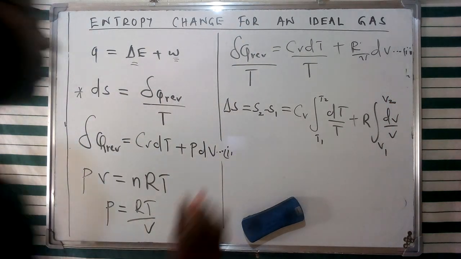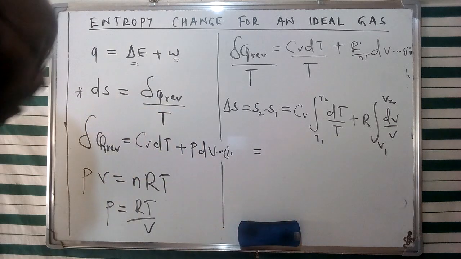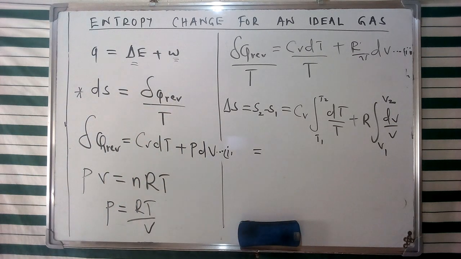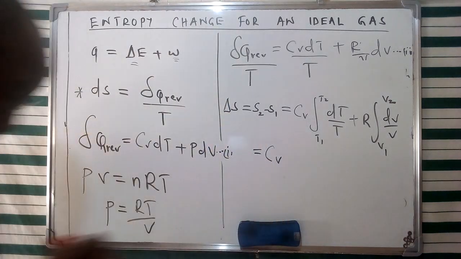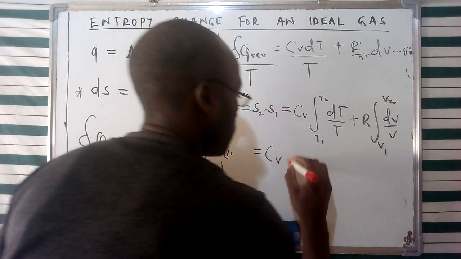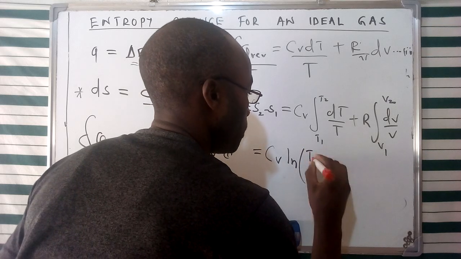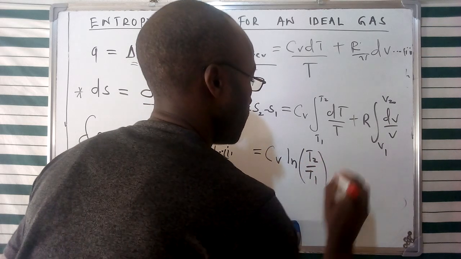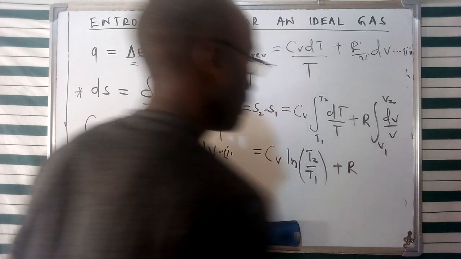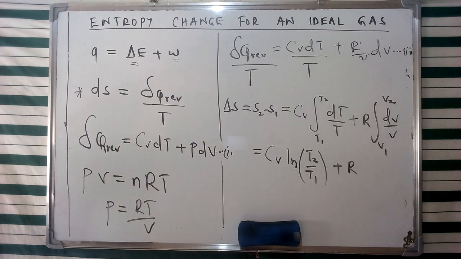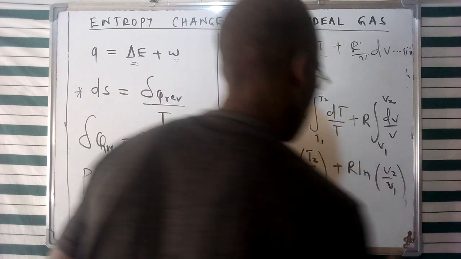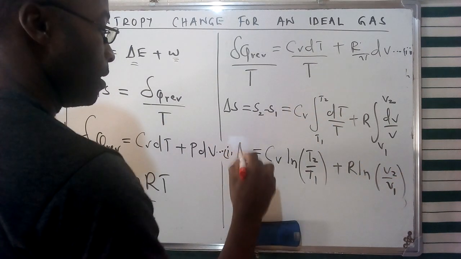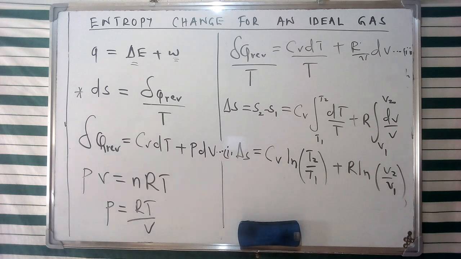So then, therefore, we can simplify this specific equation for the representation of a change in entropy by giving it as Cv. So we're going to involve the laws of logarithms, whereby we're going to have it as the natural log of T2 over T1, given as such, plus R. And then for the volume, we're going to have the natural log of V2 over V1, given as such. So this is going to be our representation for delta S, which is the change in entropy for an ideal gas.